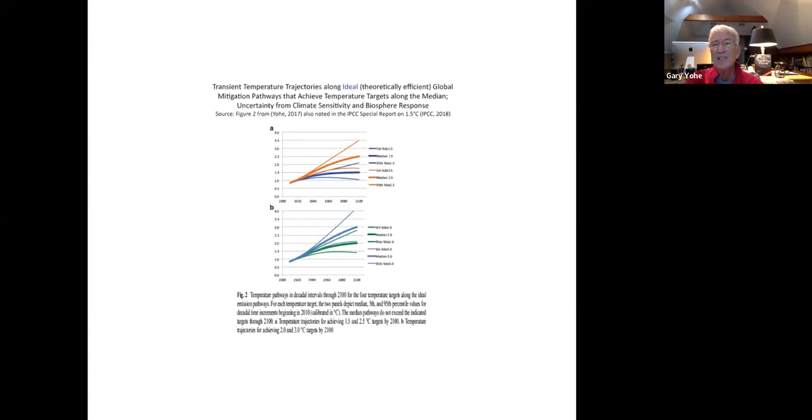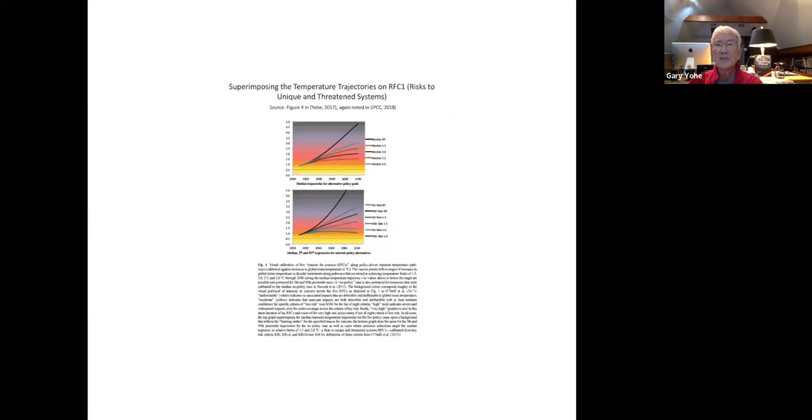Well, IPCC might say, go back to the reasons of concern. And here's one of them. Here is unique and threatened systems. And here is the picture from 2017 of the color codes. And here are the trajectories from emissions reduction scenarios, mitigation policy scenarios. And you can see the sensitivity, and you don't have to quantify this. You just have to get comfortable with, I really don't want to go above yellow, or I'm okay in the middle of red. Does that ever happen?